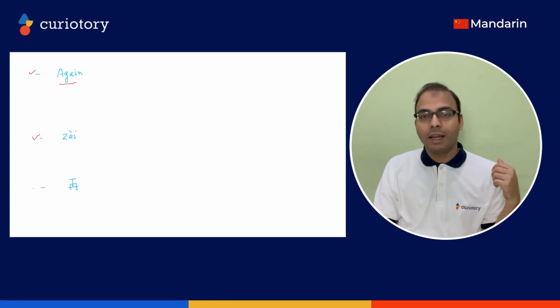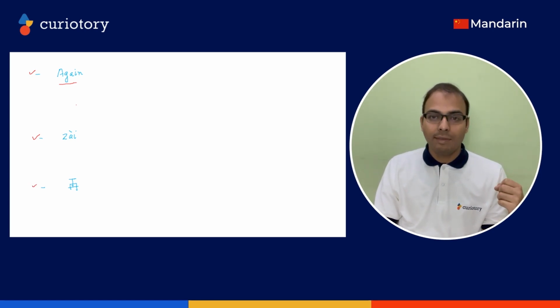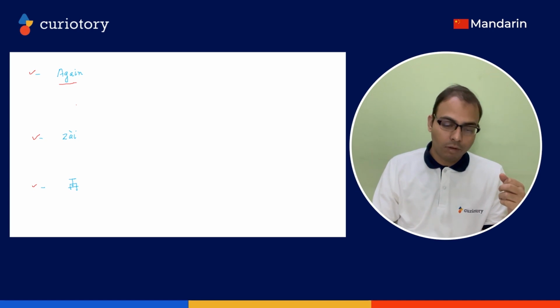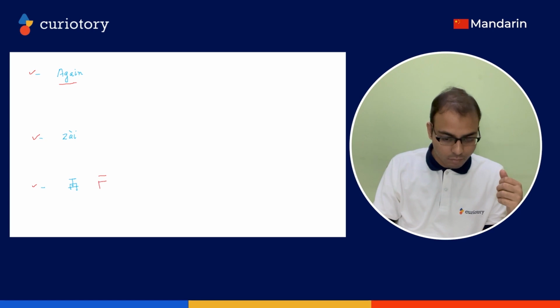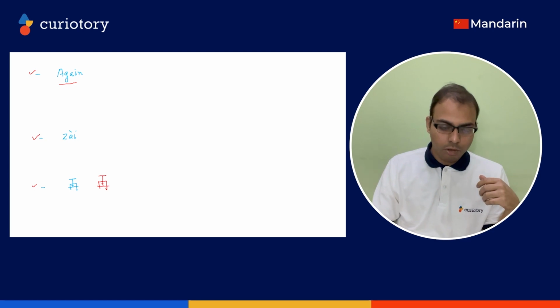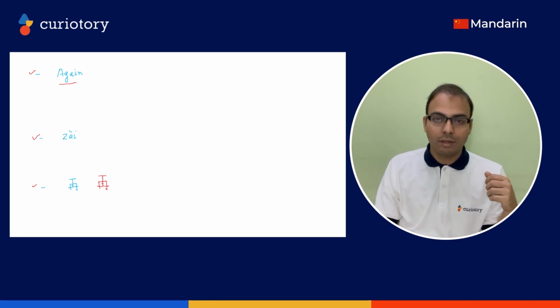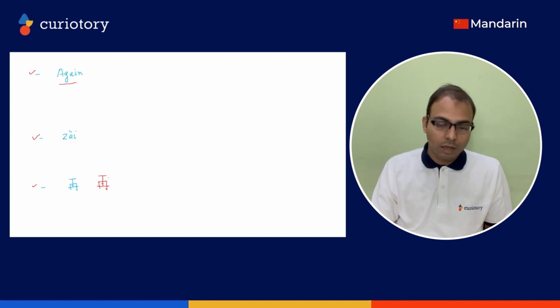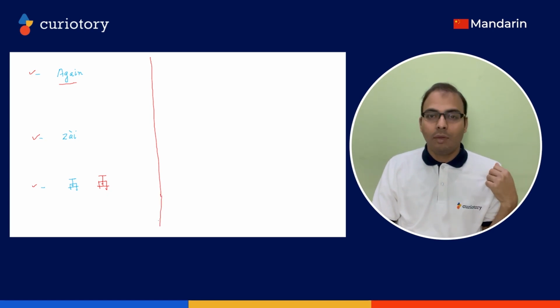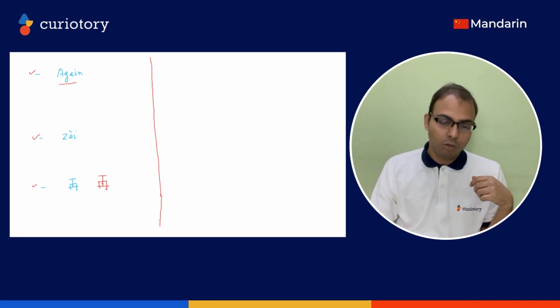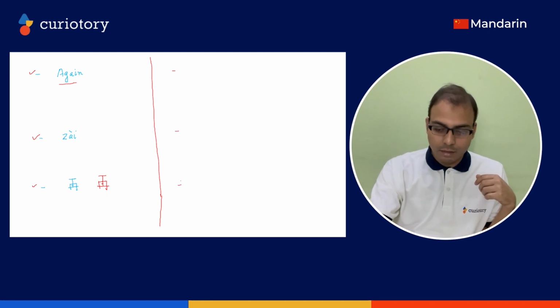It means if you are in China and you have to say again, you will say zai, and if you want to write again, you will write this character. To write it once again, 1 2 3 4 5 6, 6 strokes in total. So it's clear. If you want to say again, you will say zai, and you will write this character. Now the second character which we are going to learn here is 见.